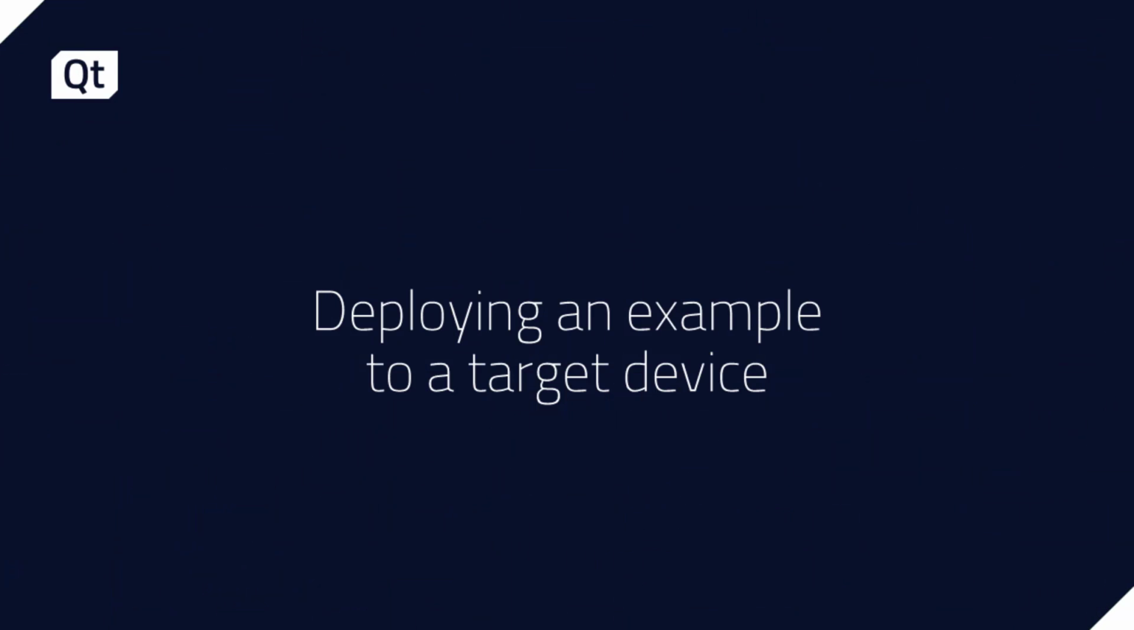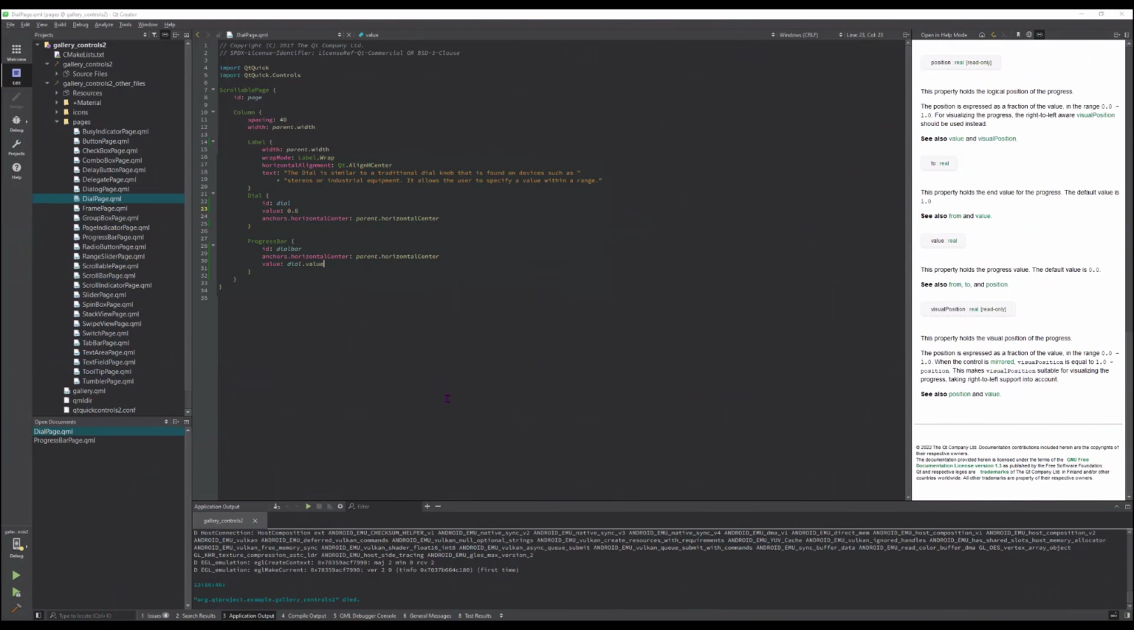Deploying an example to a target device. Okay, so I've made a few changes to our Quick Gallery application. I've added an ID to the dial, I've added a progress bar, and then I've connected the progress bar's value to get updated when the dial's value is changed. So we want to see that on some physical hardware.